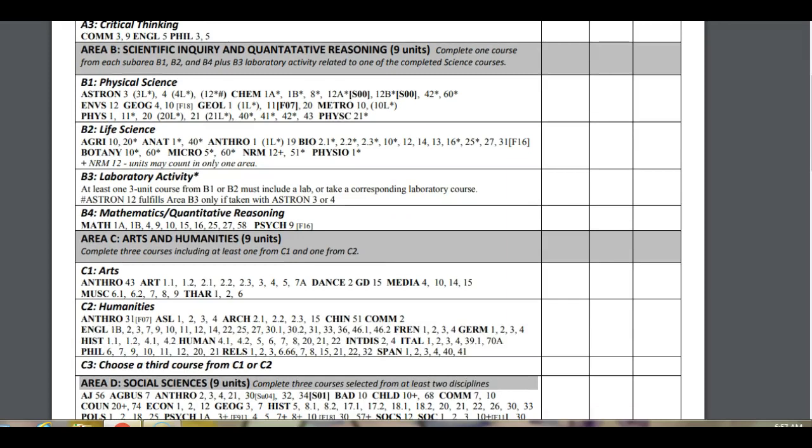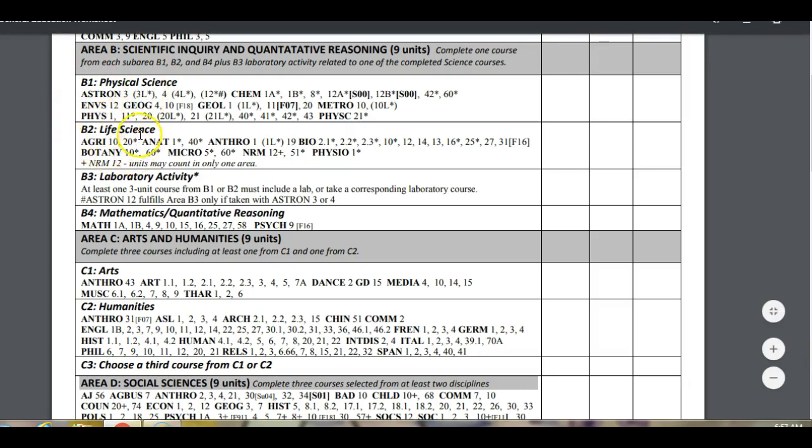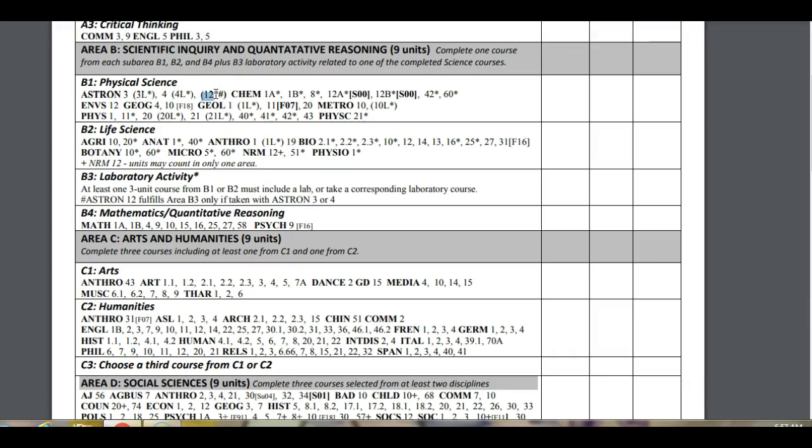The next area is Area B, and it's your scientific inquiry and quantitative reasoning. You need 9 units in this section. You need 1 physical science, 1 life science, one of those needs a lab, and then you need math. So again, you have choices here. You could do astronomy 3, and with astronomy 3, you could also register for astronomy 3L or astronomy 12. For astronomy, the lab is not part of the lecture. You would register for the lab separately.